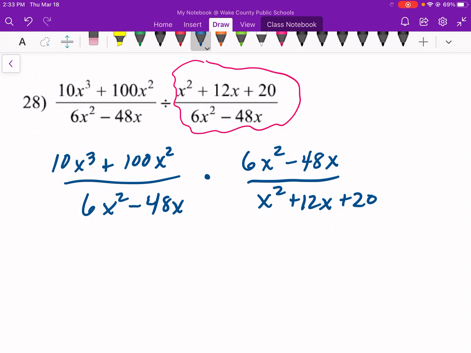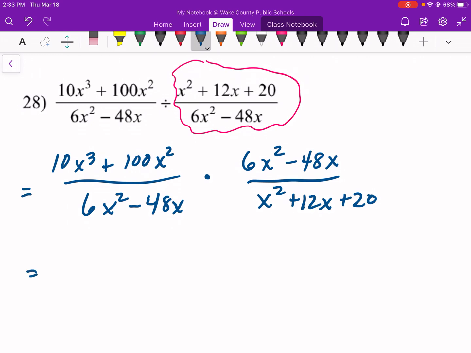Super important that you do this before you start factoring or canceling anything out. Because if you forget and you leave it like this and you try to cancel some tops and bottoms before you flip the fraction over, it's going to mess up your entire problem. So go ahead and do this, turn it into a multiplication problem of the reciprocal, and then you can start doing your factoring and going on from there.